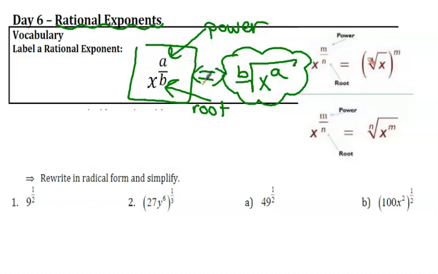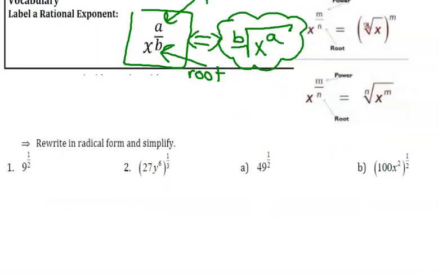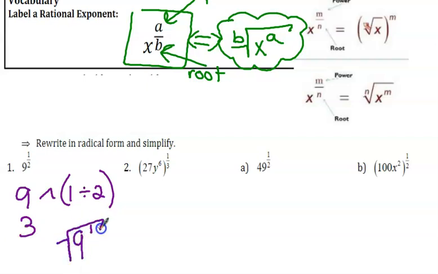Let's try the first few examples just so you guys can get used to it. If I put 9 to the 1/2 in the calculator, my answer would be 3. Now, why would that happen? Well, it's because I would have 9 to the 1st on the inside, and it would be a square root, so it would be a 2. So again, this is the power, and this is the root.